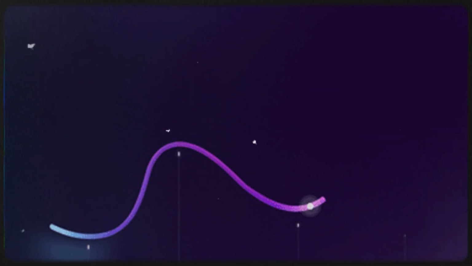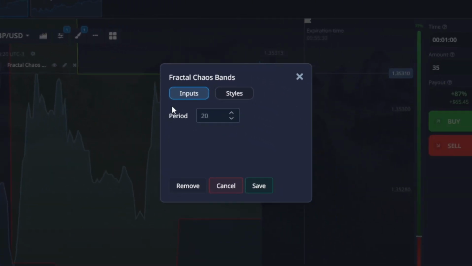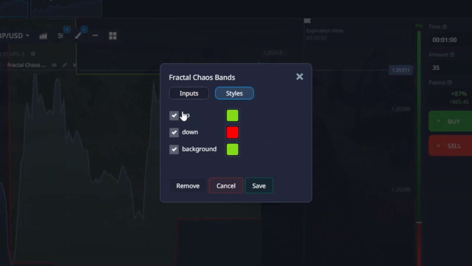Okay, the second one, the financial markets using a different indicator. Now we're going to use the Chaos Fractal. I will set the width to 20 period, and the color is up to you. Show the image and remove the background so that this is the chart.